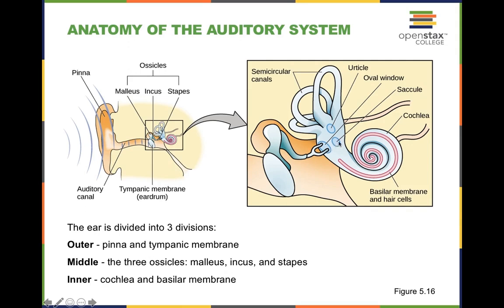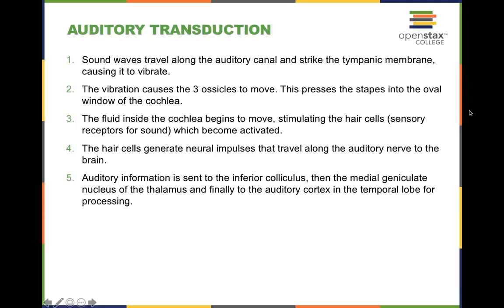the oval window. At this point, fluid begins to circulate here and is stimulated by the basilar membrane and hair cells within your cochlea. When the hair cells are stimulated by this fluid, they send that information to the brain.